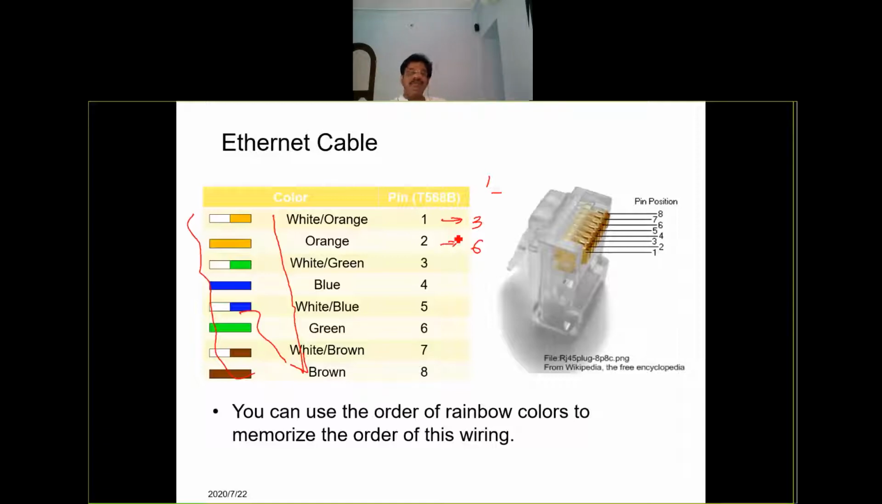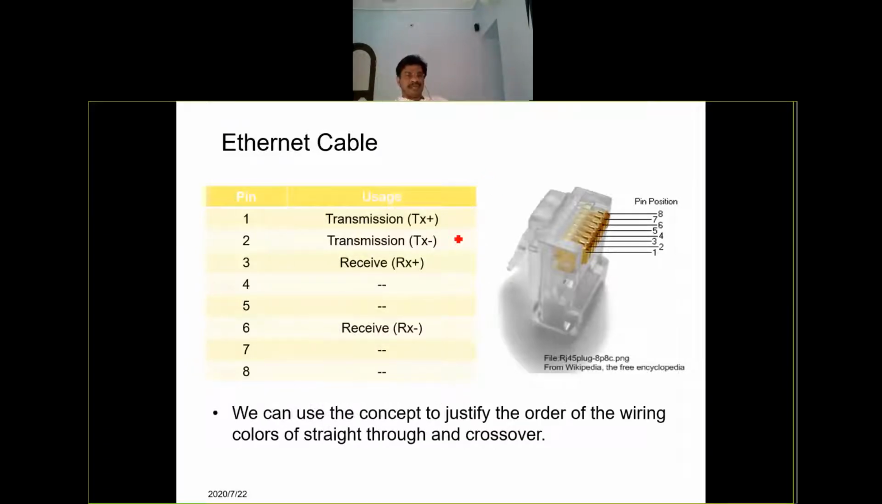The crossover type of connectivity. See here, the usage associated with the pin numbers: pin number 1 and 2 are for transmission, 3 and 6 are for reception. Whenever we provide a cross connectivity of 1 and 3, that is, a sequence of 1, 2, 3, 4, 5, 6, 7, 8 at one end, then a sequence of 3, 6, 1, 4, 5, 2, 7, 8 at the other, then this particular cable is known as a crossover type of cable.